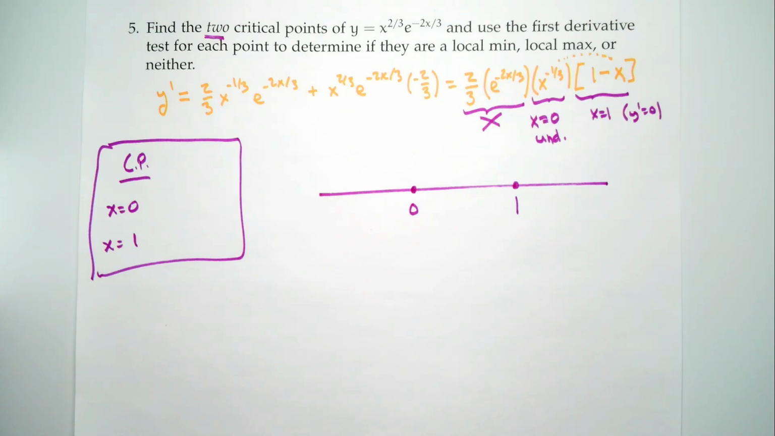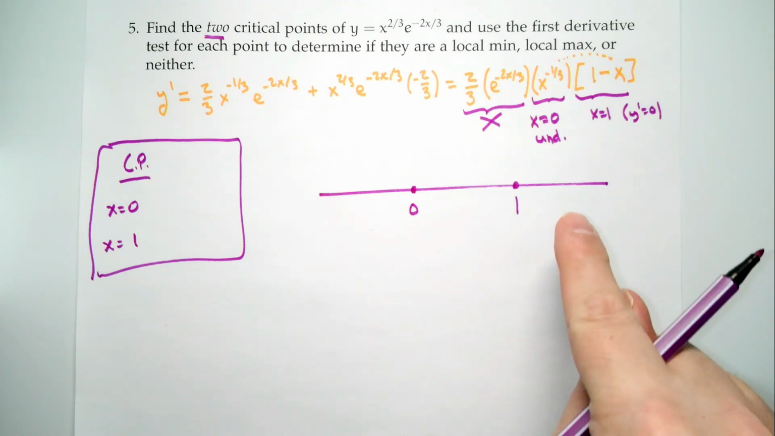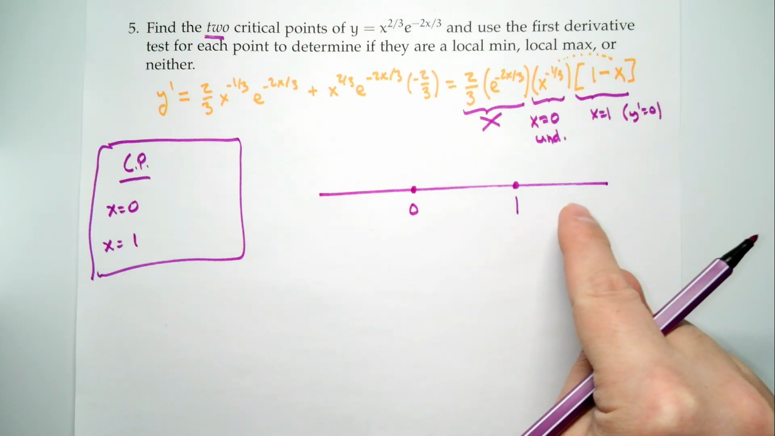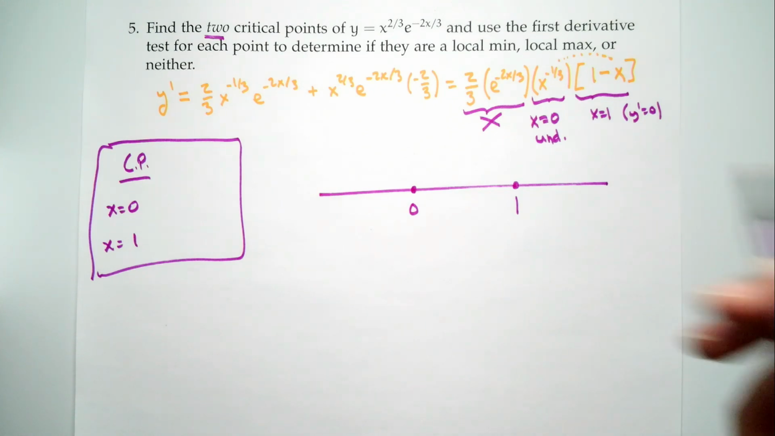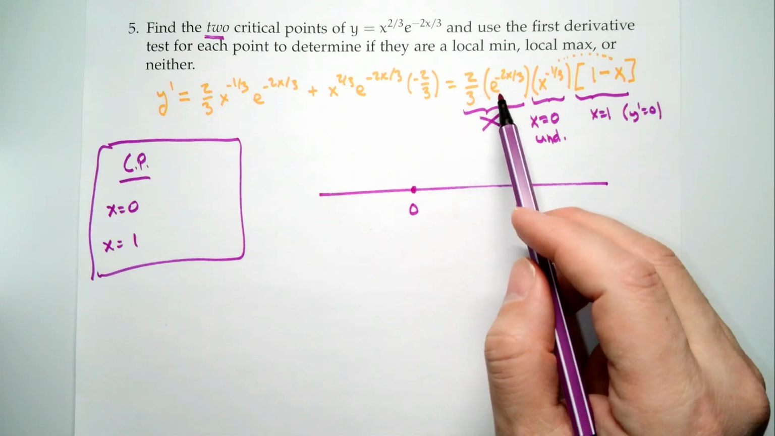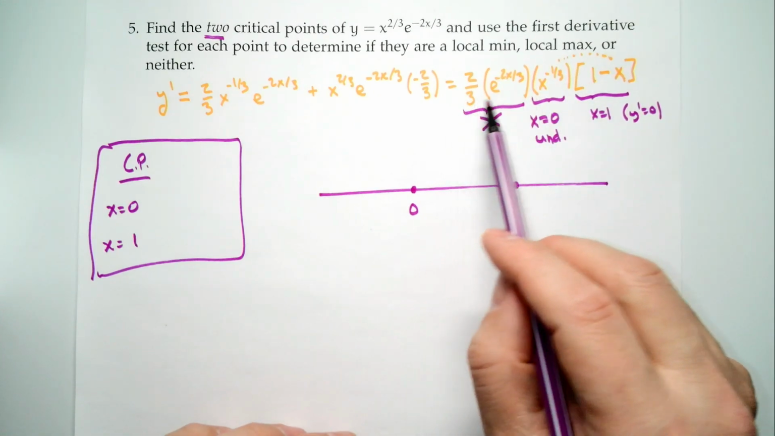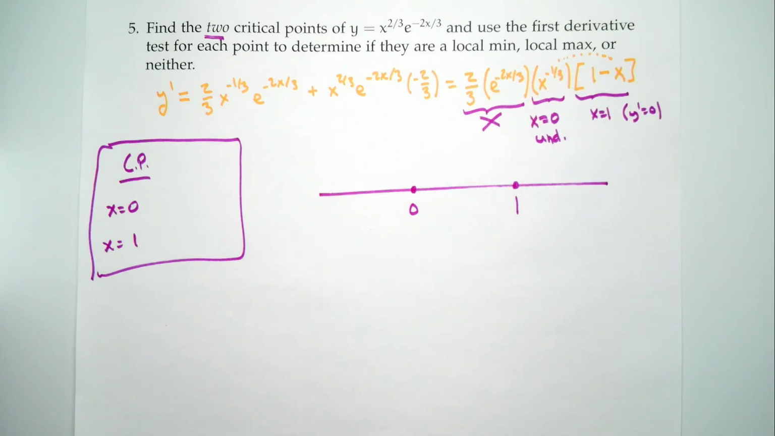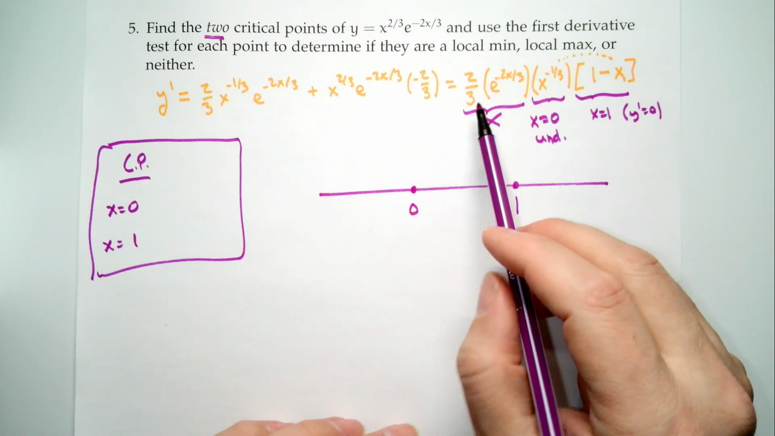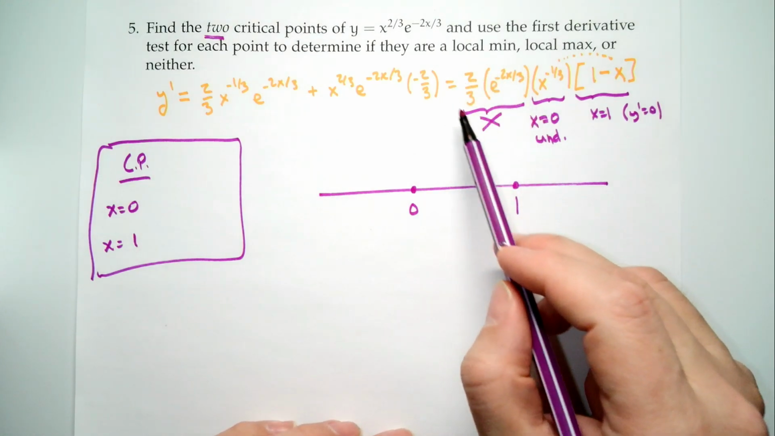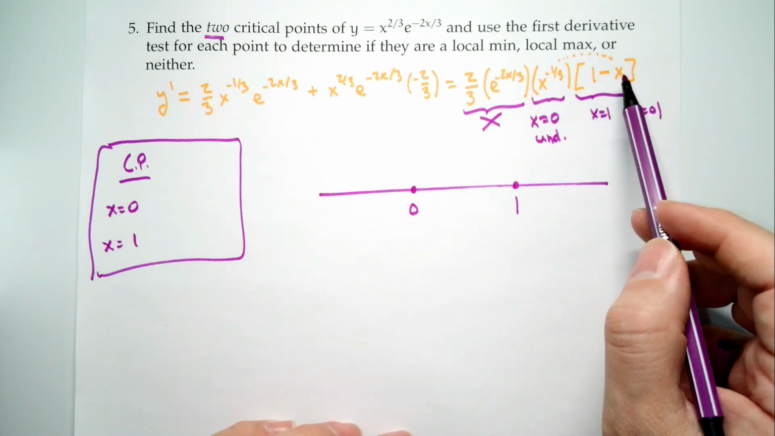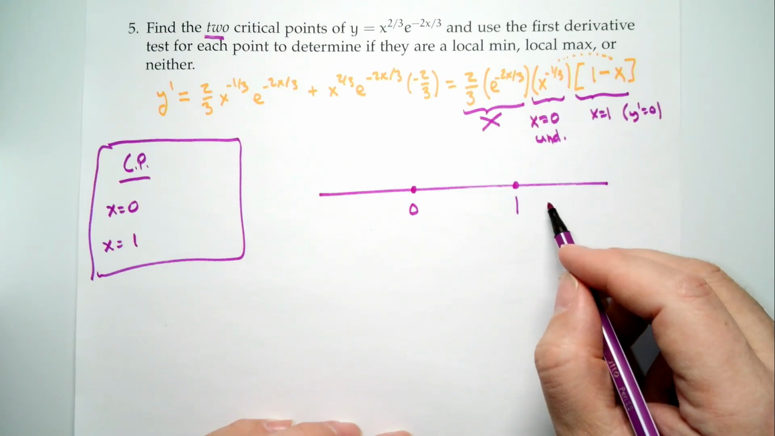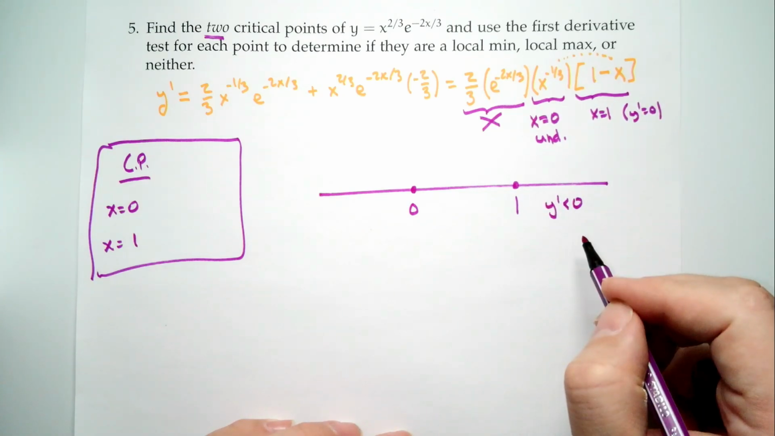Now what we do is we pick values. So come over here and pick a value bigger than 1. And again, it can be any number. 2 is fine. So you go through term by term. And this is why it's really nice to have the derivative as a product. Because once you have the derivative as a product, it's really easy to see positive, negative. So the first part here is always positive. 2 to negative 1/3, positive. 1 minus 2, negative. That tells us the derivative is negative.